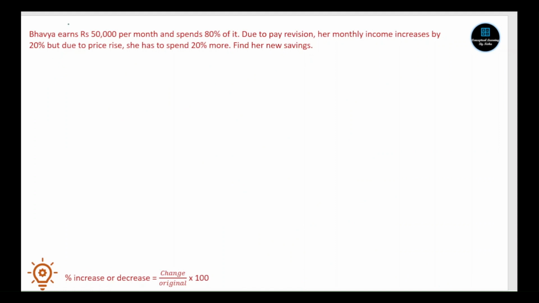All right. Now, this is a very interesting question, okay? Bhavya earns 50,000 per month and spends 80% of it, okay? Due to a pay revision, her monthly income increased by 20%, and she spent 20% more. Find her new savings. Alright? Do you understand the question? See, her old salary was given. Previous salary was how much? 50,000.